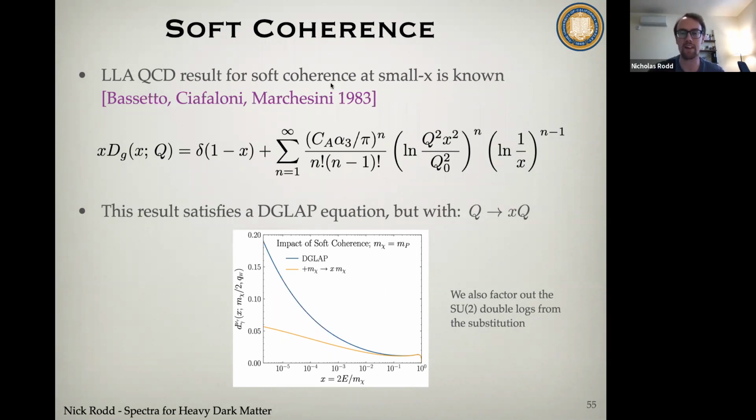This was something that had been calculated and appeared in this review article. And so what we noticed is that you can just do some substitution to get this result out of a DGLAP equation, which is what we're doing. And so you can do this substitution to our results to essentially improve the soft coherence, to add that into the real radiation. But we know that's not the full story.